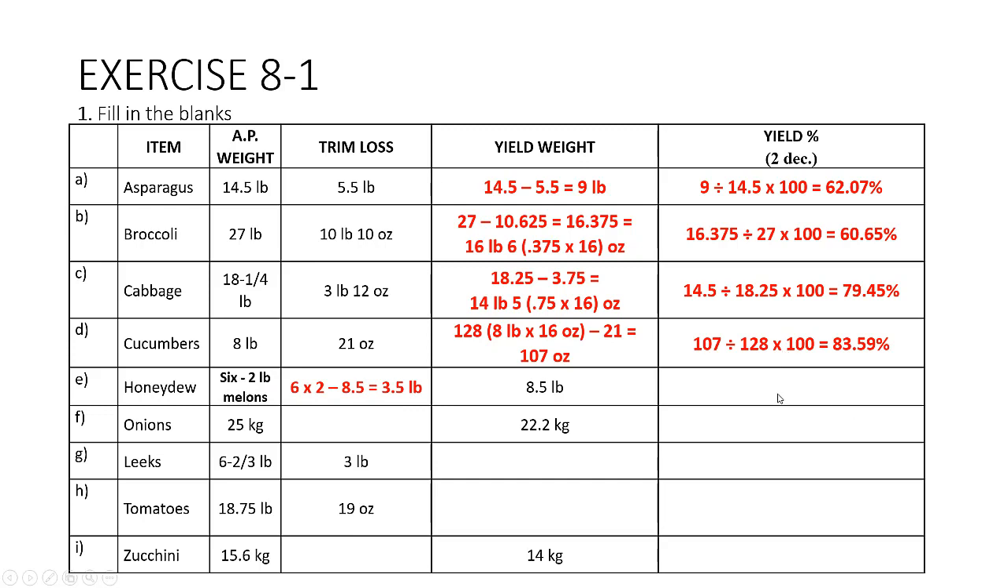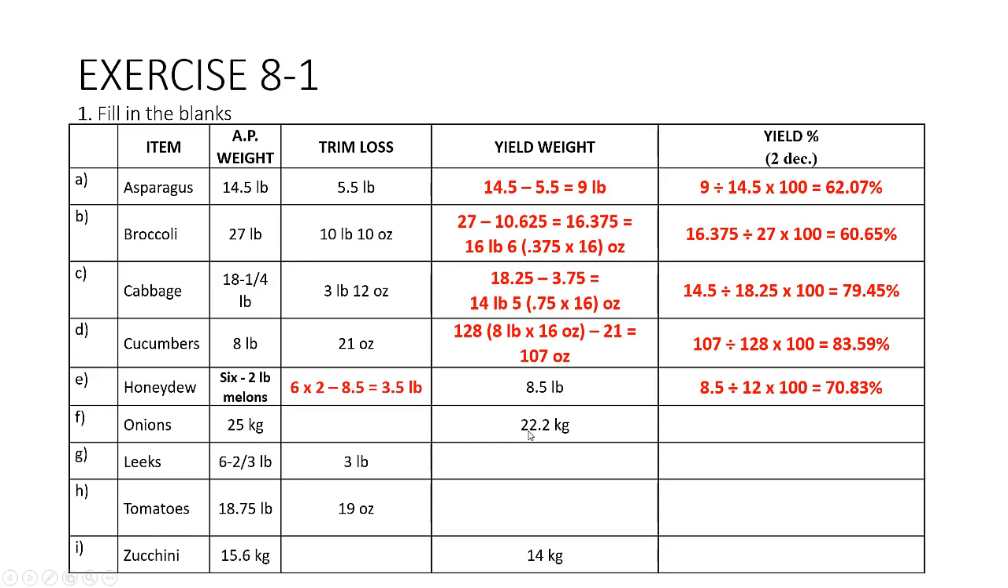Still need to know the yield percent, and that formula hasn't changed. You take the EP amount and divide it by the AP amount, in this case 12 pounds, so 8.5 divided by 12, and of course multiplied by 100. The yield percent for our melons, 70.83%. Moving on to the onions, we bought 25 kilograms.